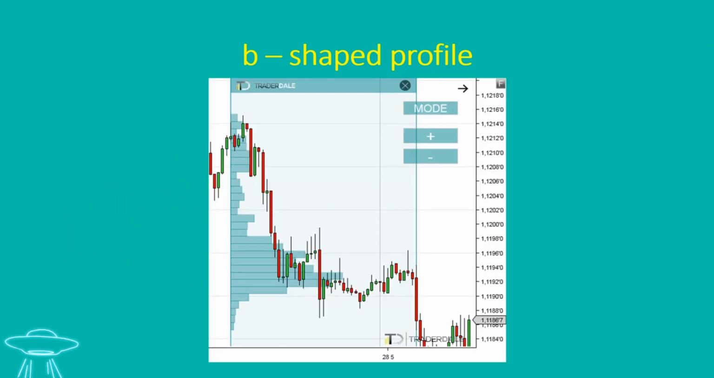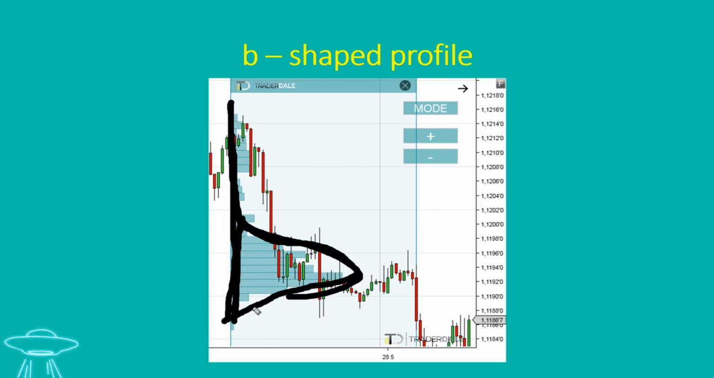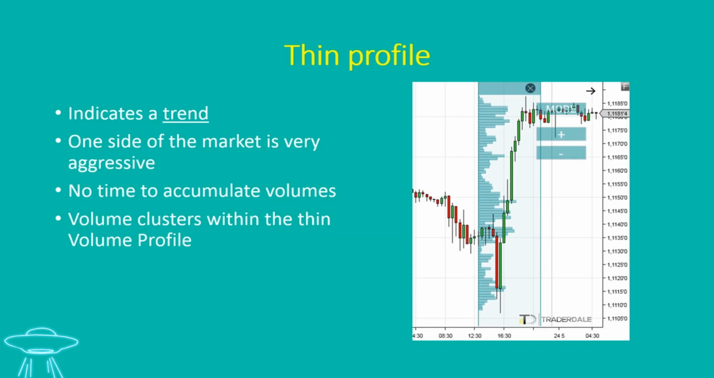Here's another example of the B-shaped profile. It's pretty easy to spot. Alright, letter B, more or less. The last one of those volume profile basic shapes is the thin profile.